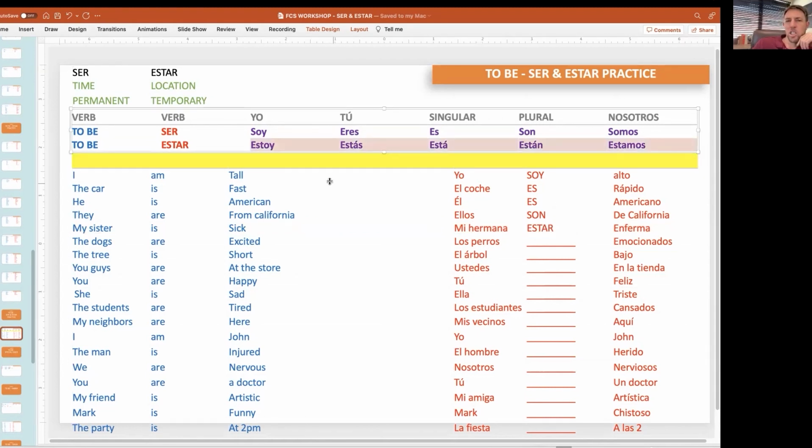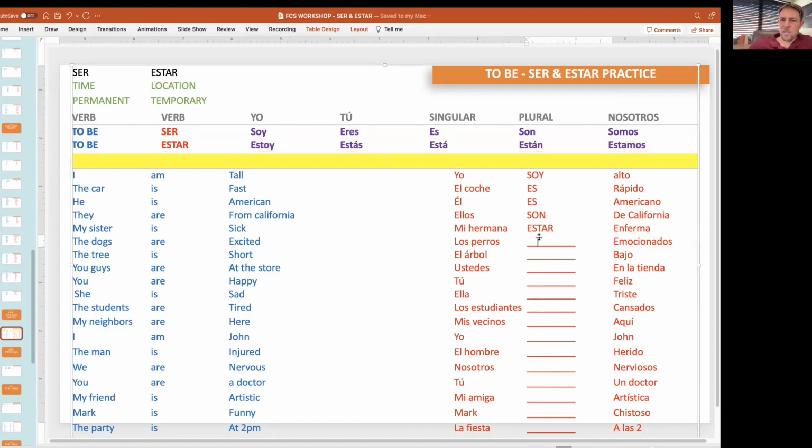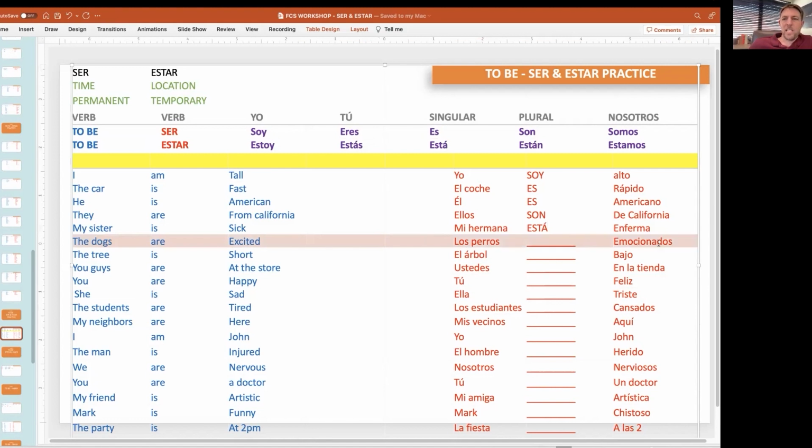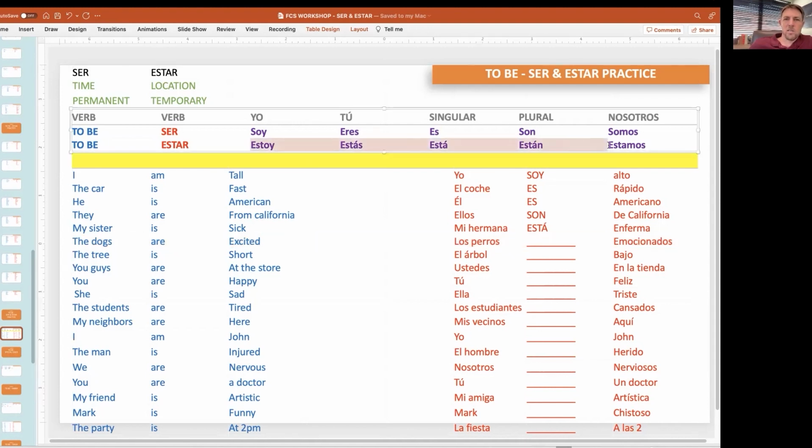And then how do you conjugate it? Estoy, estás, está, están, estamos. Okay. And so how you conjugate it is, who is it? My sister, singular, está. The dogs are excited. Is it time or location? No. Is it permanent or temporary? Yes, it's temporary. So it's estar. And how do you conjugate it? Los perros is plural, están.